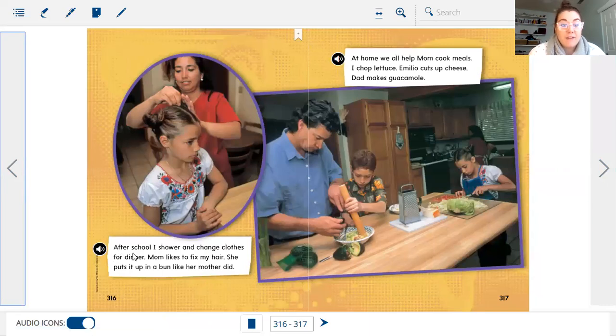It says, after school, I shower and change clothes for dinner. Mom likes to fix my hair. She puts it up in a bun like her mother did. At home, we all help Mom cook meals. I chop lettuce. Emilio cuts up cheese. Dad makes guacamole.